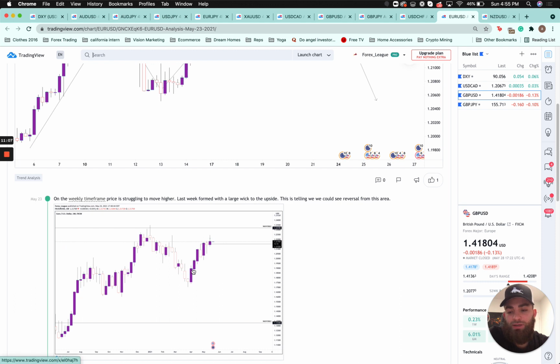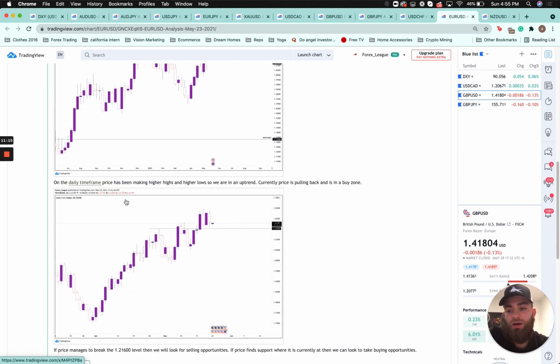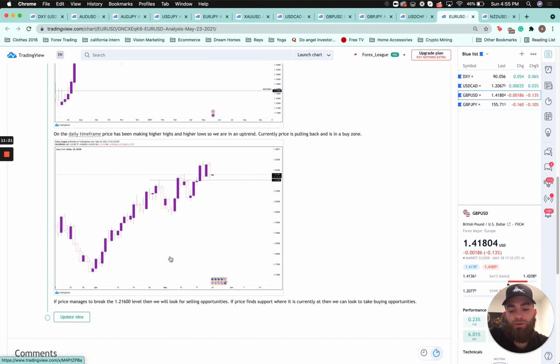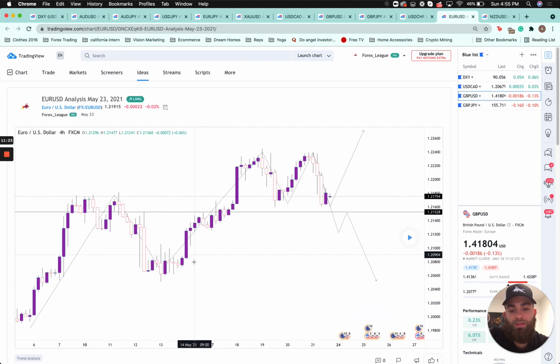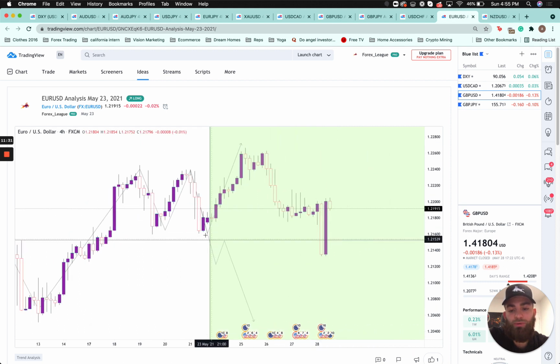On the weekly, price is struggling to move higher. As we can see here, have these dojis, and then the spinning top candle, so I was anticipating reversal. But the daily time frame was making higher highs and higher lows. We were just on that pullback, so this is showing me price is bullish. And then as we see on the 4 hours, same thing, price is bullish, making this higher high, higher low, higher high, at the higher low. So pretty much here we were looking for that buy, which we could see.